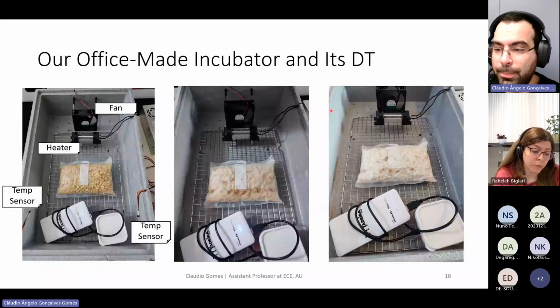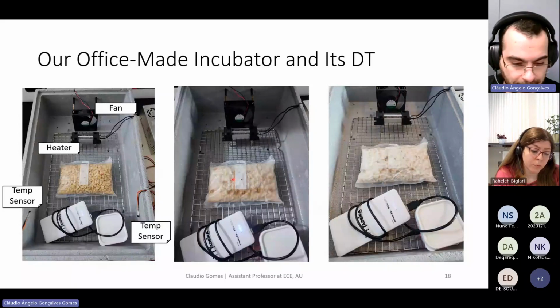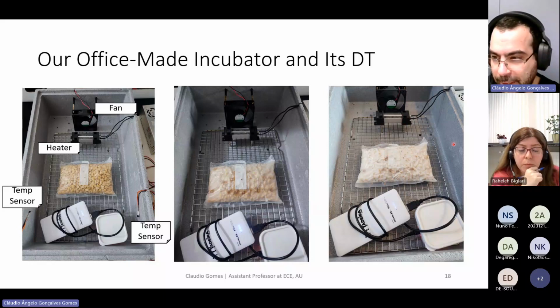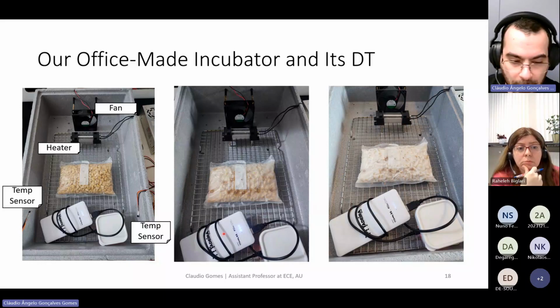This is our own example system, and you can see the tempeh at the beginning, you can see it in the middle of the process, and you can see it at the end. This is a successful case. And you can see the heater over here, the fan, and the temperature sensors on the sides. We had an extra box of sensors. I'll explain why we had that later. We were testing a few things.